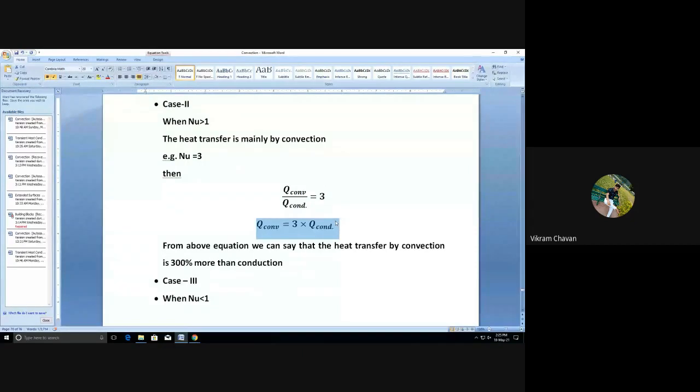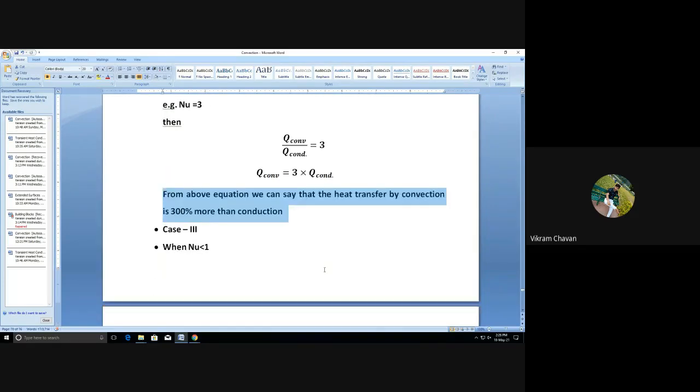So from the above equation, we can say that the heat transfer by convection is 300% more than conduction. Okay, getting everyone?